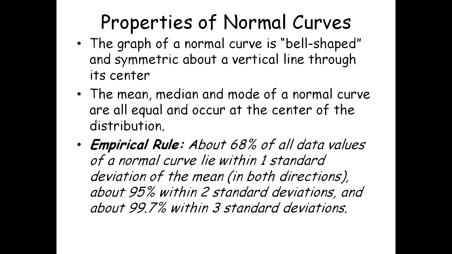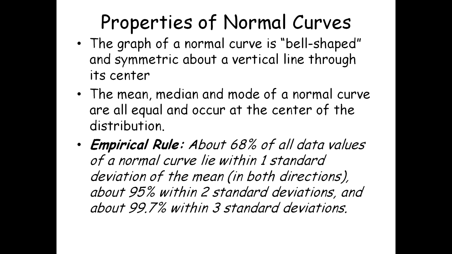This curve is what they call bell-shaped. Sometimes it's referred to as a Gaussian distribution. It's symmetric about a vertical line that's through its center. The mean, median, and mode of a normal curve are all equal, and they occur at the center of this distribution.